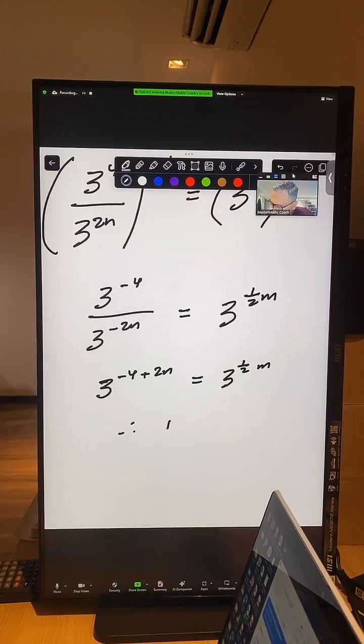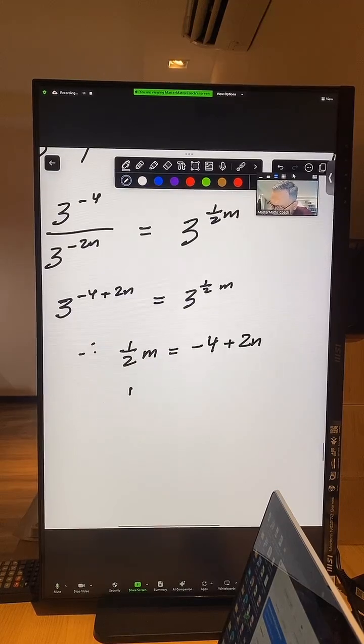So now we can say that half m equals minus 4 plus 2n. And therefore m will be minus 8 plus 4n. Or maybe I can write it with the 4n in front.